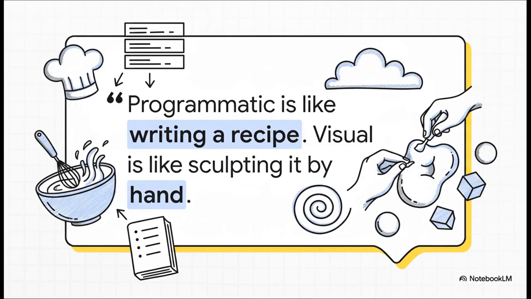You know what? Let's use an analogy here, because this makes it crystal clear. Programmatic code-based modeling is like writing a very precise recipe. Every single step is defined and totally repeatable. Visual modeling, on the other hand, is like sculpting that same object by hand. It's more intuitive and freeform, for sure, but it's way less precise and a lot harder to change later on.